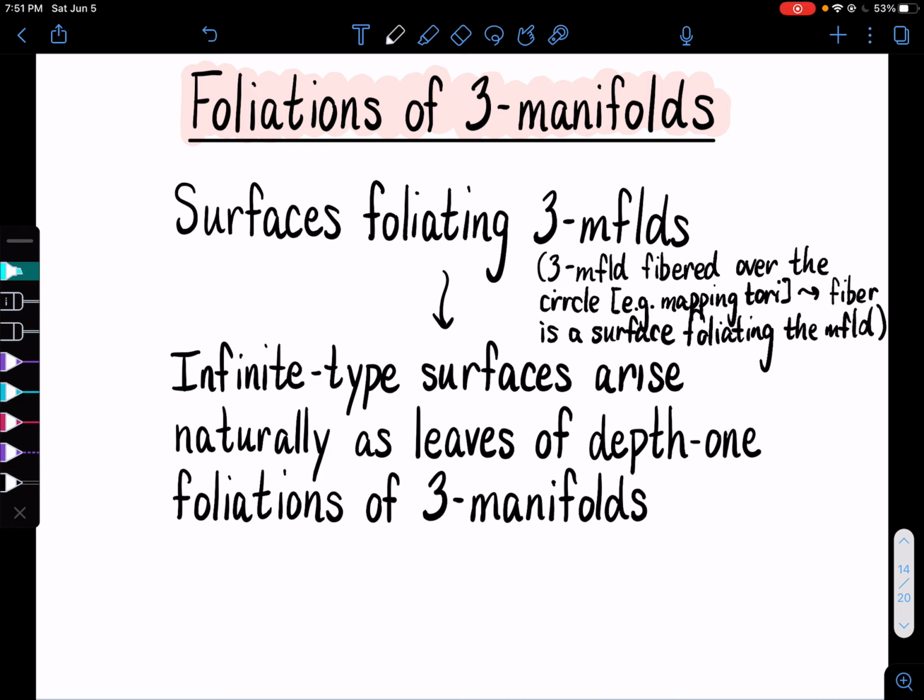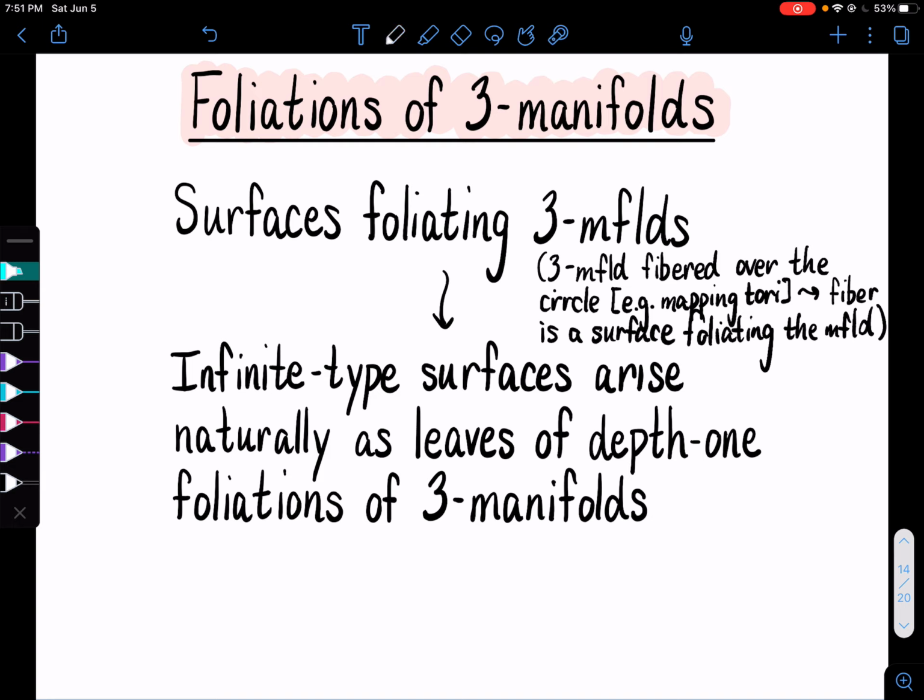And it turns out that these infinite type surfaces that we've seen actually arise naturally as the leaves of something called a depth 1 foliation of a three-manifold. So here a depth 1 foliation is a foliation in which any of the non-compact leaves all accumulate onto my compact leaves. So you can think of it like if I see any infinite type surfaces in my foliation, they're all accumulating onto finite type surfaces.